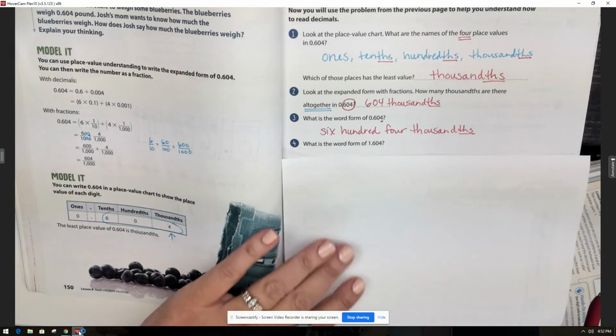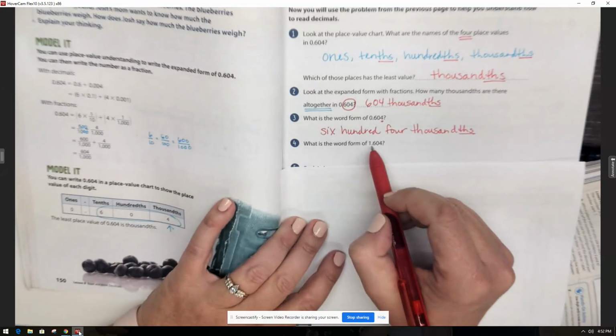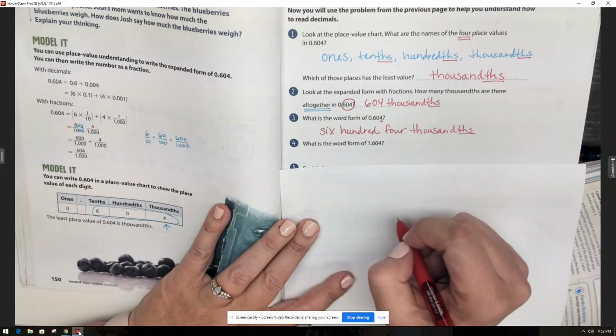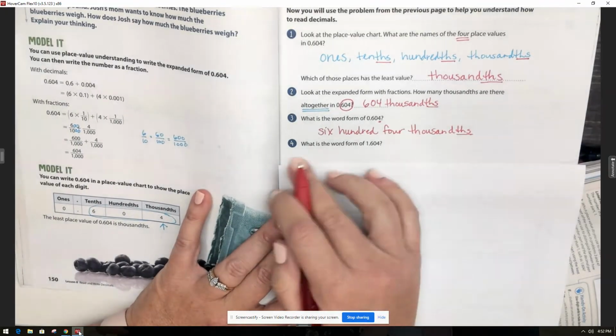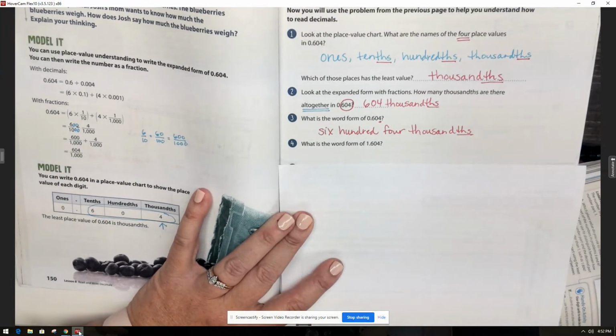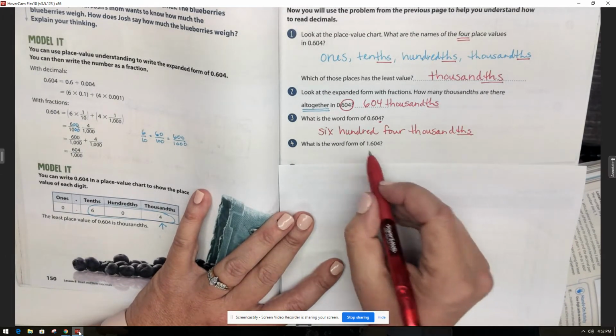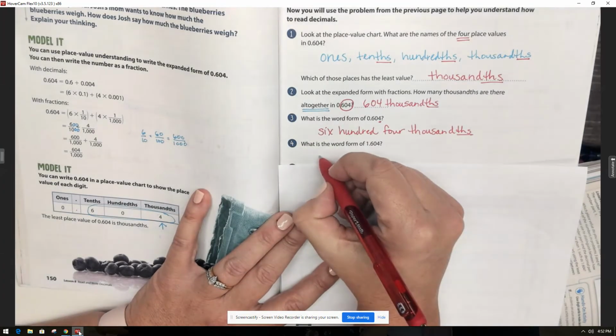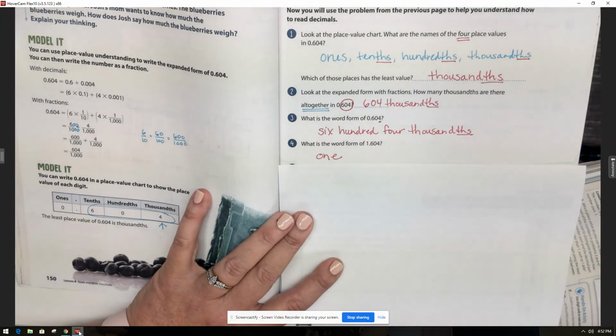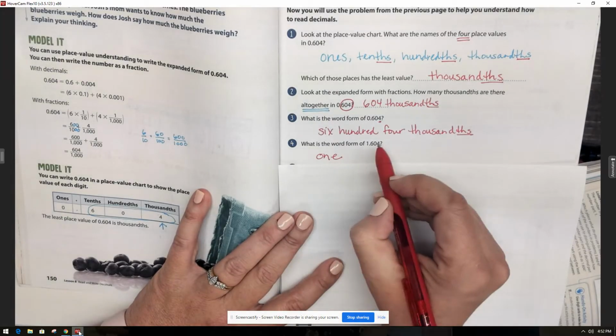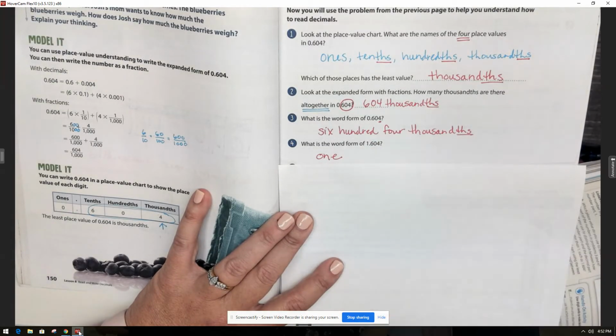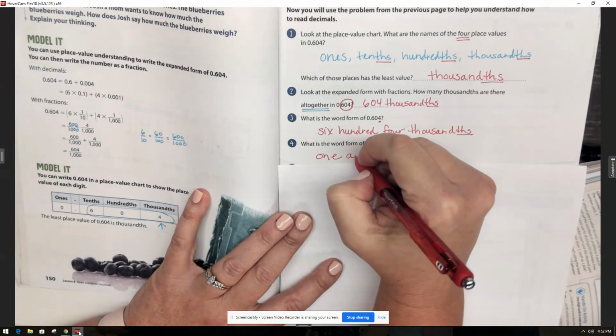Now, what would happen if we put a 1 before that 604 thousandths? How would we write this in word form? Well, first we have to recognize that there's a 1. So we're going to write the word 1. Then we need to write a word that means a decimal point. What word was it that I told you means a decimal point? There's a word that you can use in place of a decimal point. That's right, the word and.